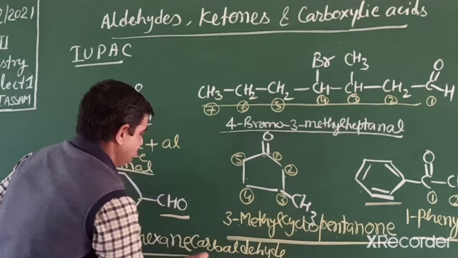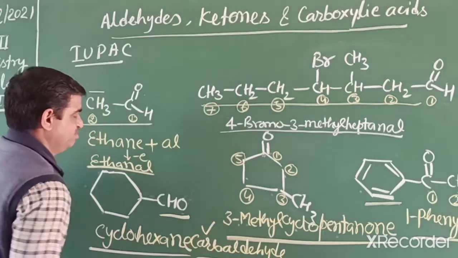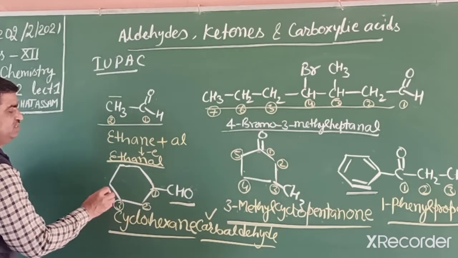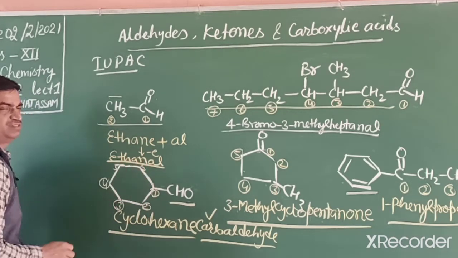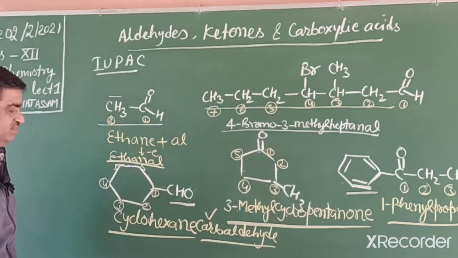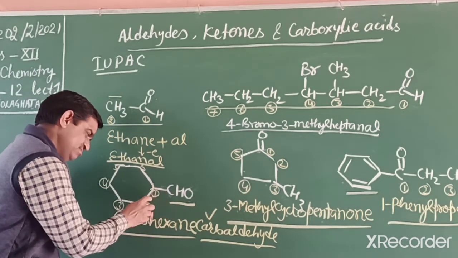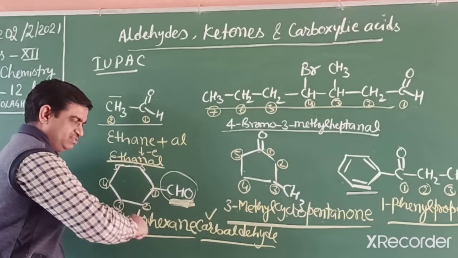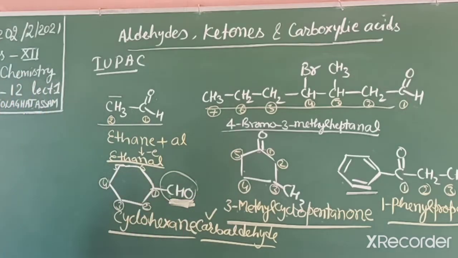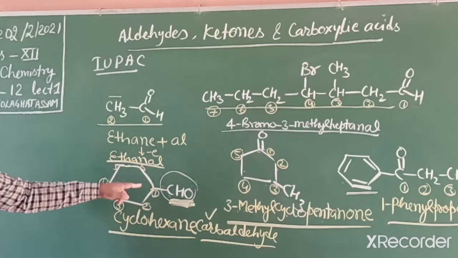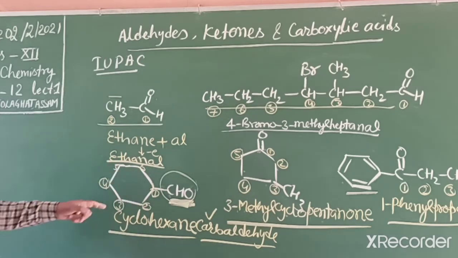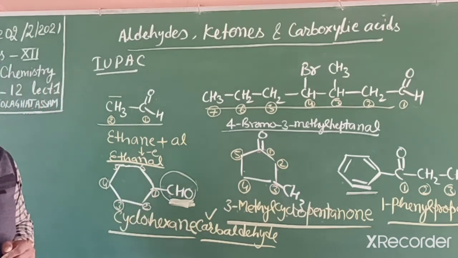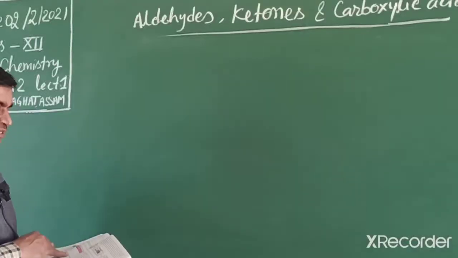Carbaldehyde, not alone aldehyde. We write carbaldehyde because we start numbering from this side 1, 2, 3, 4, 5, 6, because we want the longest hydrocarbon. If I start from here, then this functional group should be given, but this is written separately as carbaldehyde. After that, we cannot move into the ring. For this reason it is written separately as cyclohexanecarbaldehyde.